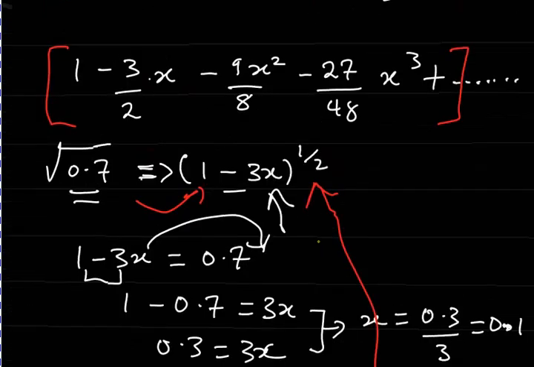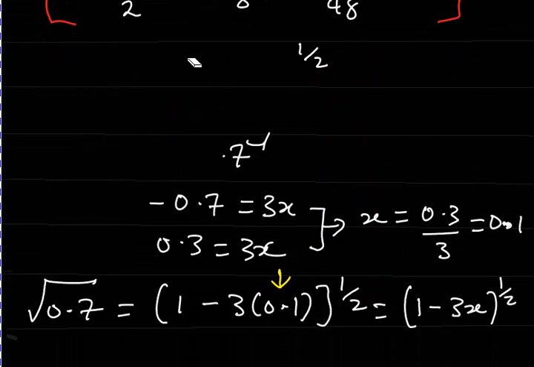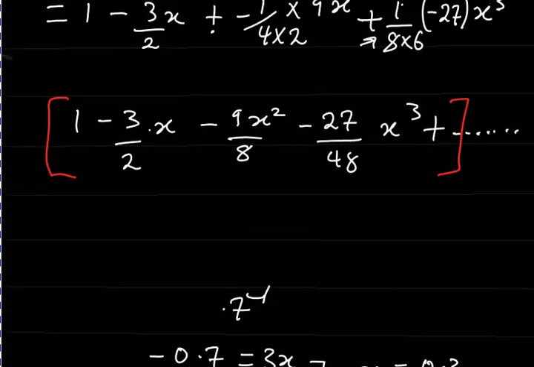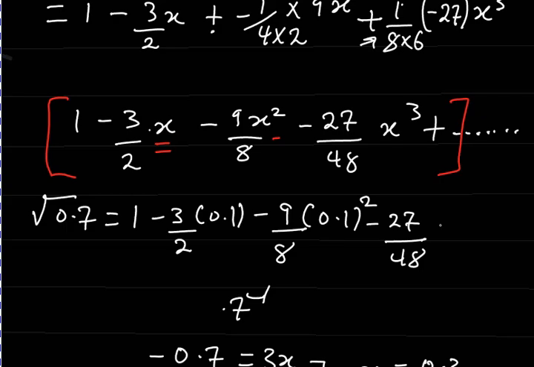So let's go to the expansion. Using this expansion now, our x is 0.1. That simply means that the square root of 0.7, using this expansion, is going to be 1 minus 3 all over 2, then x is 0.1, minus 9 all over 8, x is 0.1 squared, minus 27 all over 48, x is 0.1 cubed.